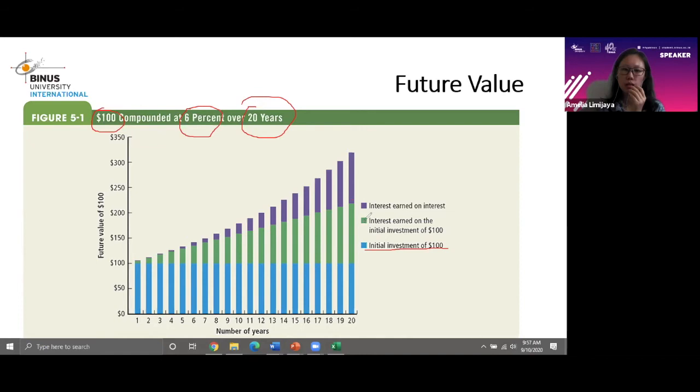And then the green one here. Interest earned on the initial investment.